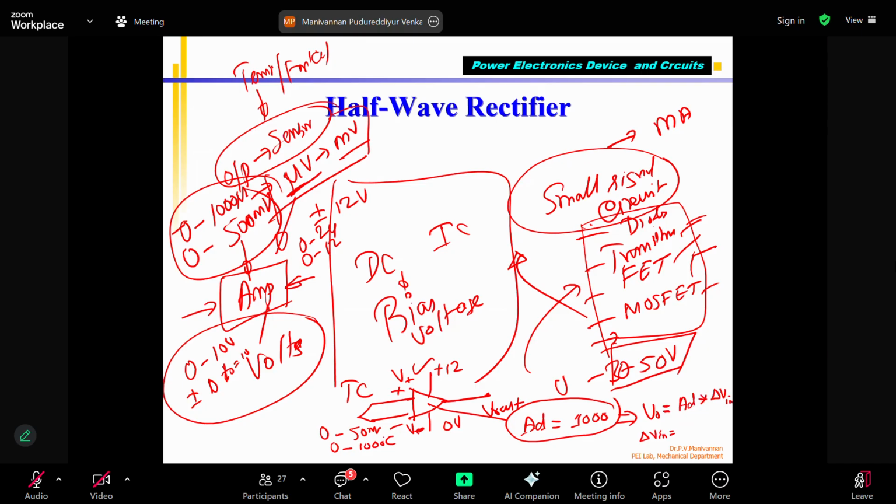That is 50 millivolts. But actually, what is the op-amp output formula? Somebody should tell. It is very simple. Don't say that I forgot. V out equals (V plus minus V minus) times A_D.